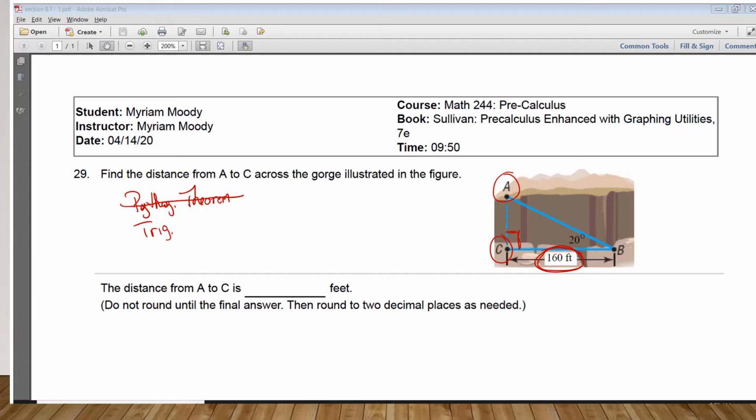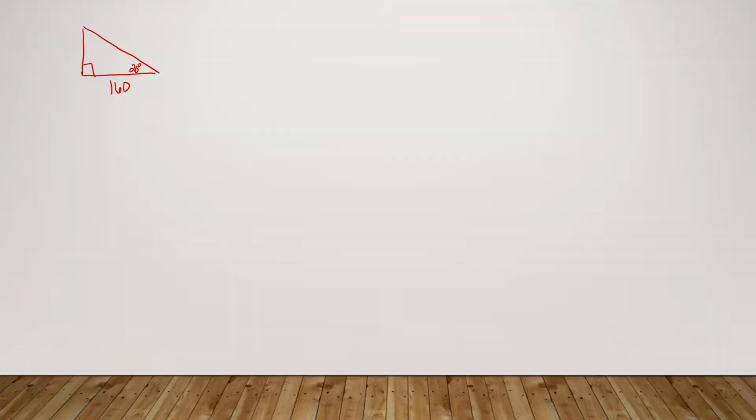Make sure you and I are on the same page. So let me redraw our triangle. This was a 20-degree angle. This was 160 feet. Yep, in feet. And by the way, notice it says do not round until the final answer, and then they want 2 decimal places. So here's the deal.